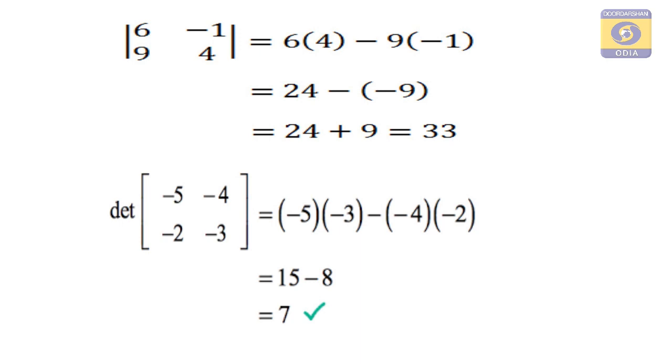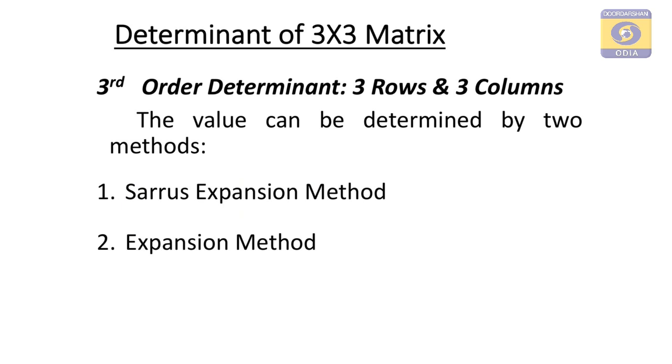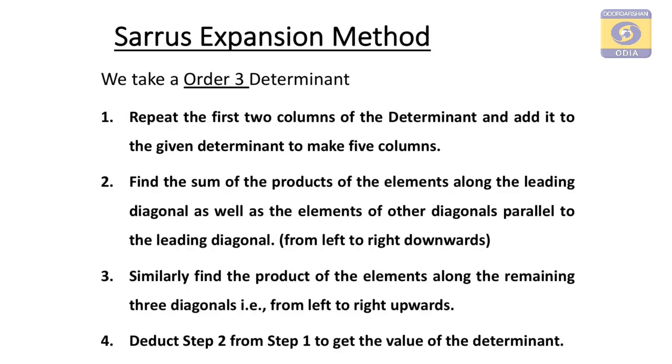Now, next, how do we find out the determinant of a matrix of order 3? Order 3 means there are 3 rows and 3 columns, right. So, basically there are 2 methods. One is the Sarrus expansion method, another one is the expansion method using any row or any column. So, we will start with the first method, that is the Sarrus expansion method, right.